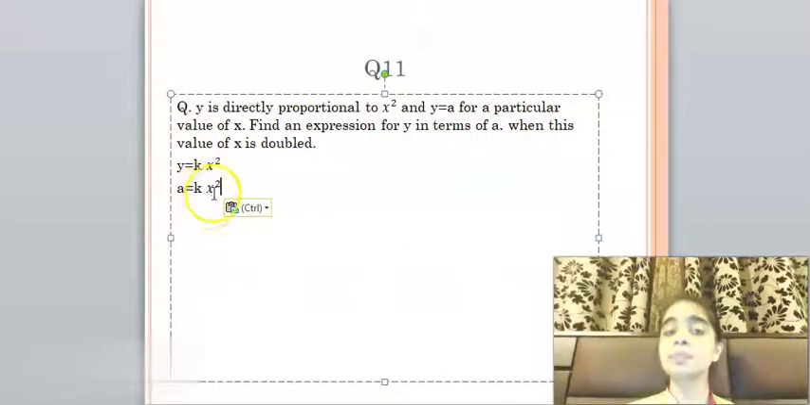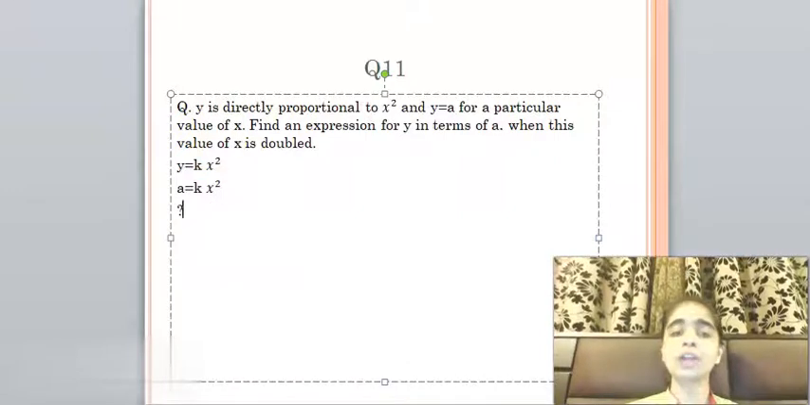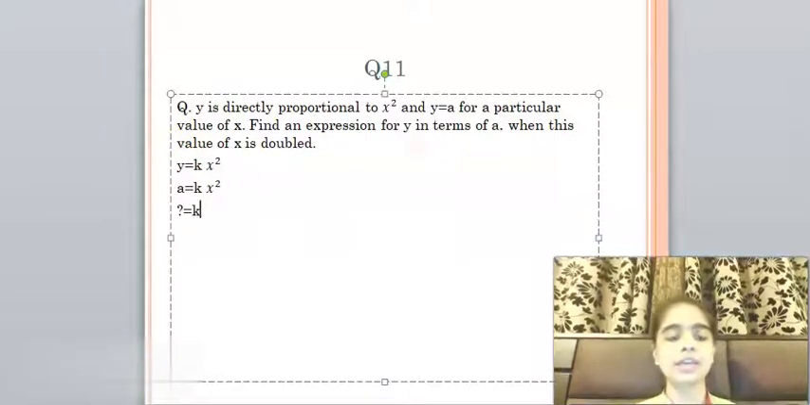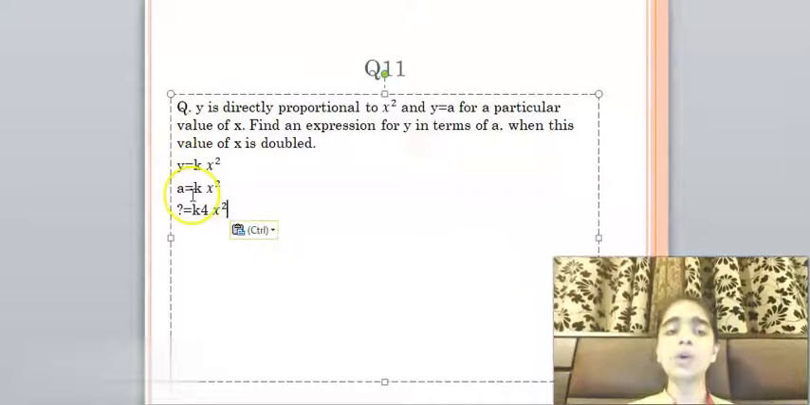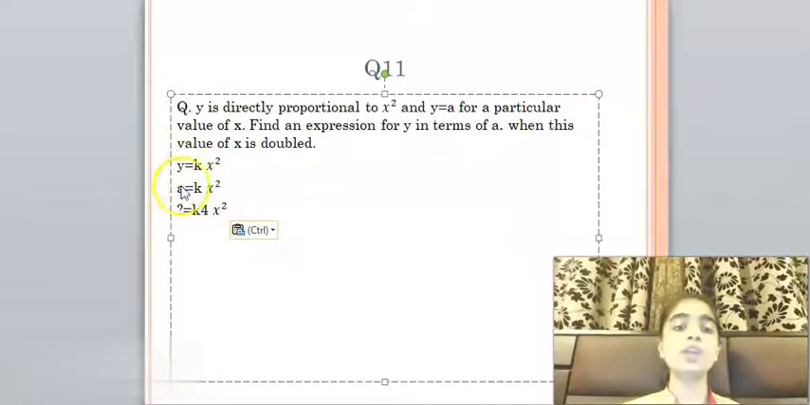Now this particular value is doubled, so again we will write it as 2x. I don't know the value of y. It will give me k, because I need to find that, times 4x square. Now I will use both these equations to find my answer.